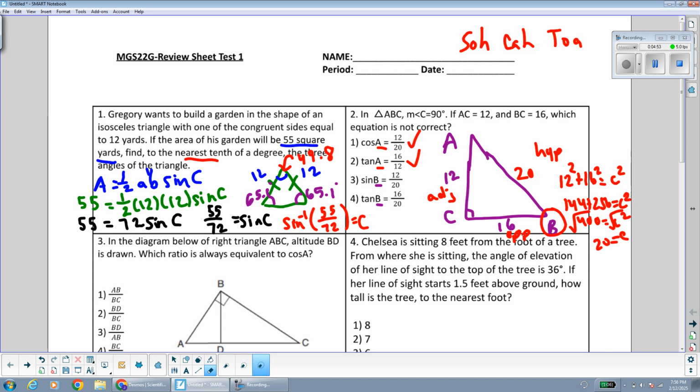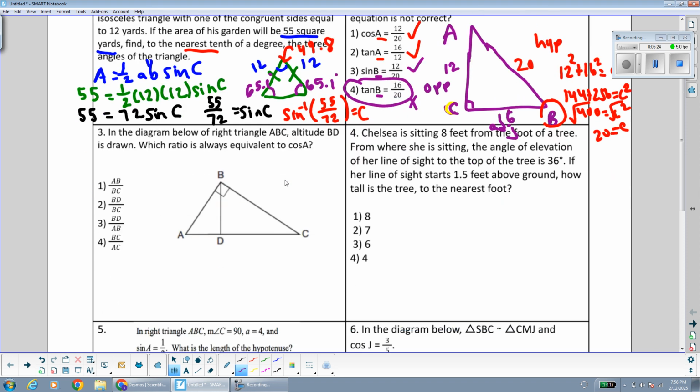And from angle B, we're going to have to change some of the stuff here because from angle B, this is now opposite and this is now adjacent. Hypotenuse always stays the same. So sine of angle B is opposite over hypotenuse, 12 over 20, that's correct. Tangent opposite over adjacent would be 12 over 16, not 16 over 20. So answer choice number 4 is the answer choice that you are looking for.